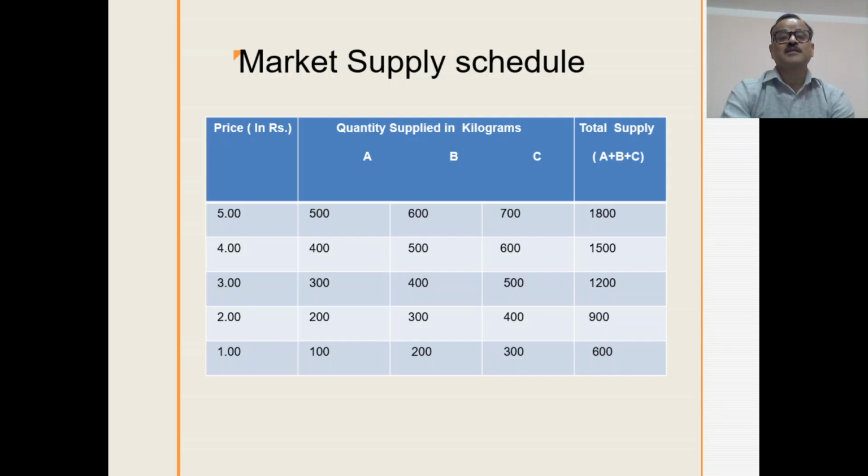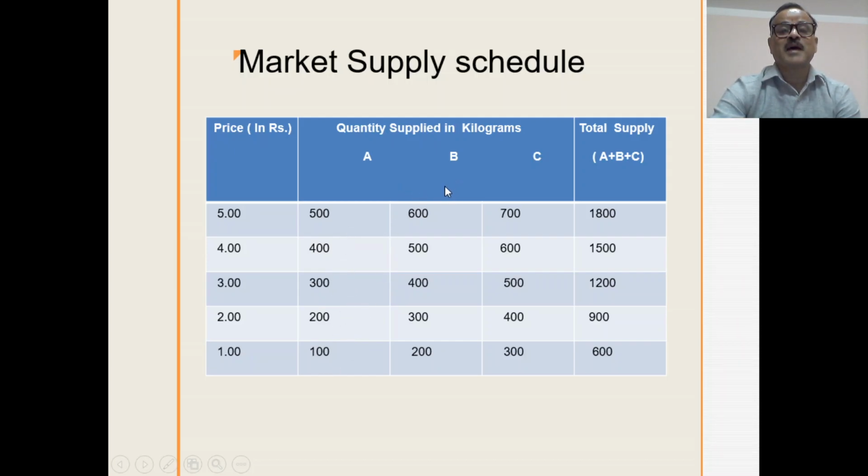And market supply schedule. If the same commodity is supplied by different firms in a market, then when we total all the suppliers' quantities offered for sale, that is shown in a tabular form, called the market supply schedule. Here we can see 5 rupees 500, 4 rupees 400, likewise in the individual supply schedule we saw.